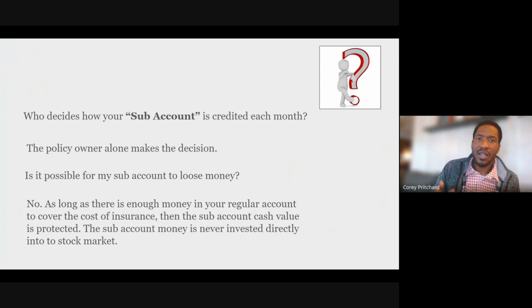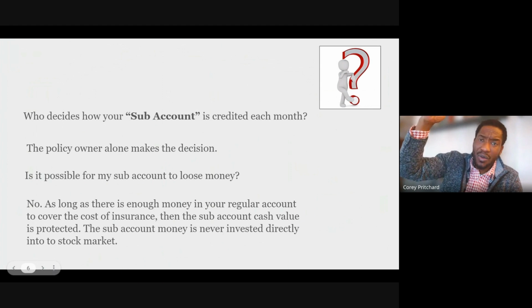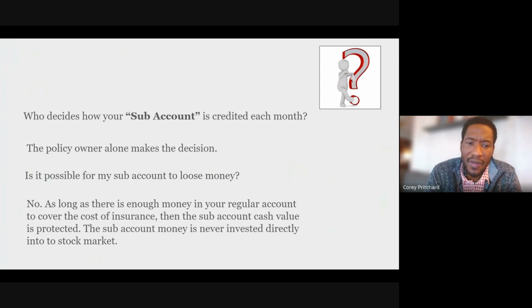But as far as the market tanking and doing weird stuff and any of those types of things, then no, you don't have any risk of loss in the sub account. It is protected. So they say there's a floor, right? There's a ceiling. Okay, so you're only going to get so much interest, but there's also a floor of 0. So you don't have to worry about actually losing any money. Okay, it's not invested directly into the stock market.